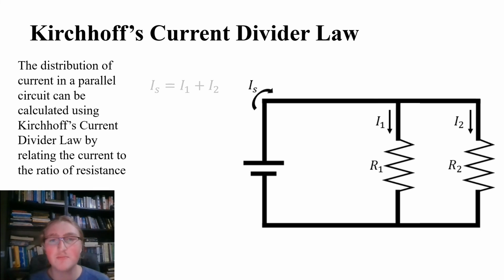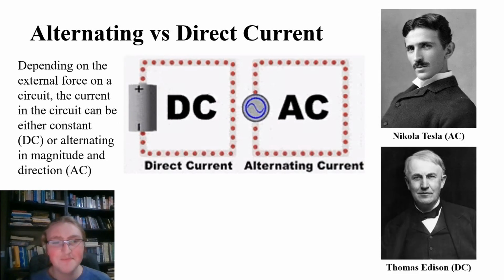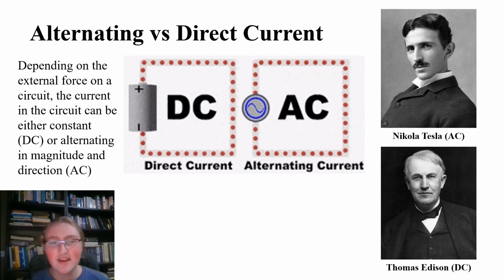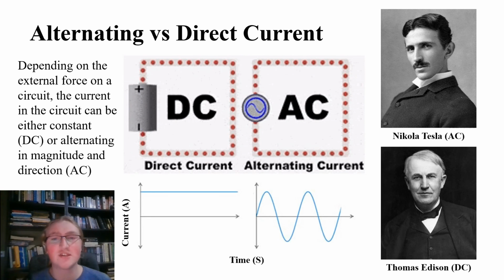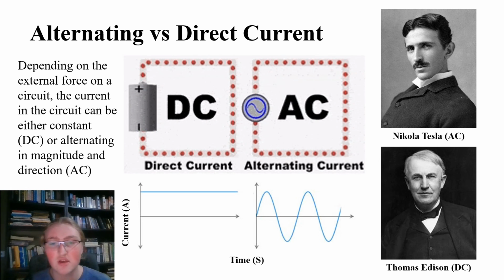To calculate the distribution of current between paths, we can use Kirchhoff's current divider law by multiplying the input current by the ratio of the opposite path resistance divided by the sum of the resistance. Finally, depending on the external force acting on a circuit, the current can either be alternating or direct, AC or DC. Within a DC circuit, the current is constant and positive, whereas within an AC circuit, the current magnitude and direction alternates in respect to a sinusoidal wave.